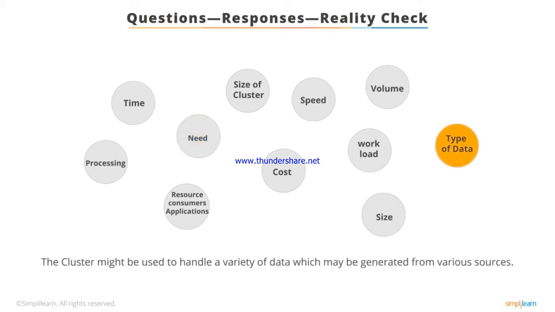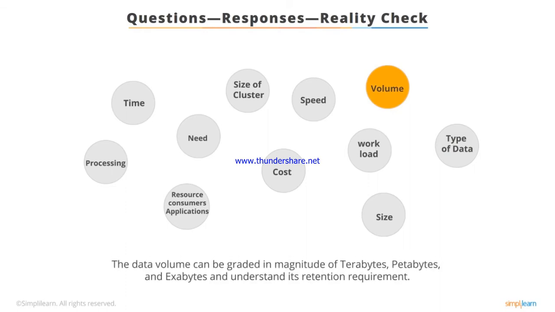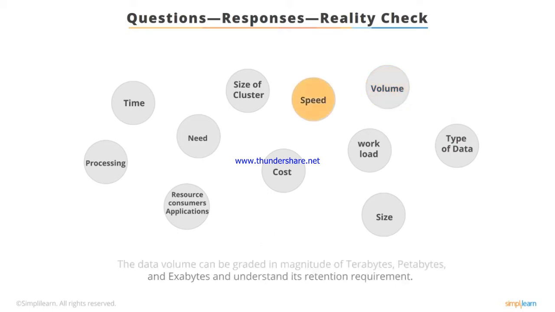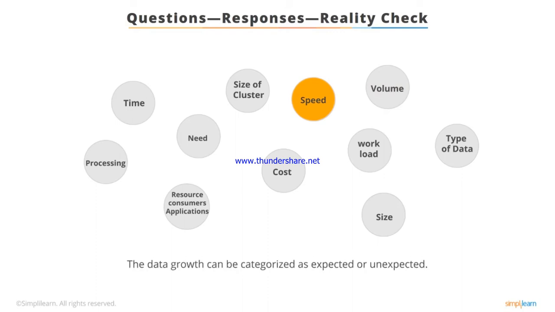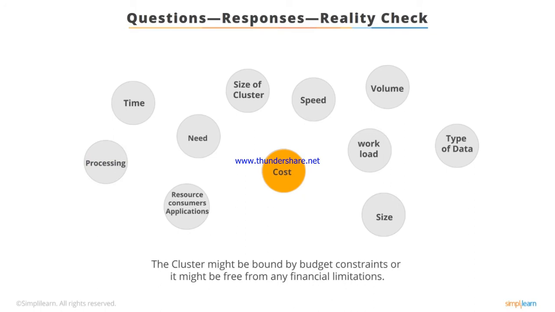Data type. The cluster might be used to handle a variety of data, which may be generated from various sources. Volume. The data volume can be graded in magnitude of terabytes, petabytes, and exabytes, and understand its retention requirement. Speed. The data growth can be categorized as expected or unexpected. Processing. The frequency of processing of data would be directly proportional to the choice of resources in cluster. Cost. The cluster might be bound by budget constraints, or it might be free from any financial limitations.